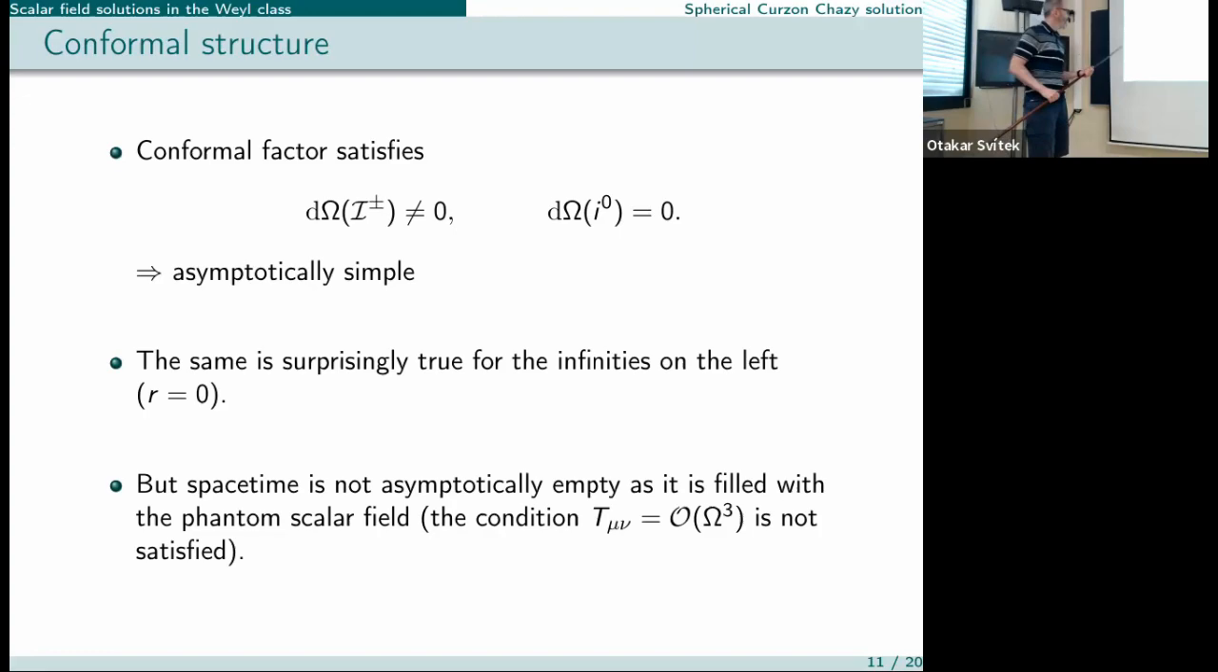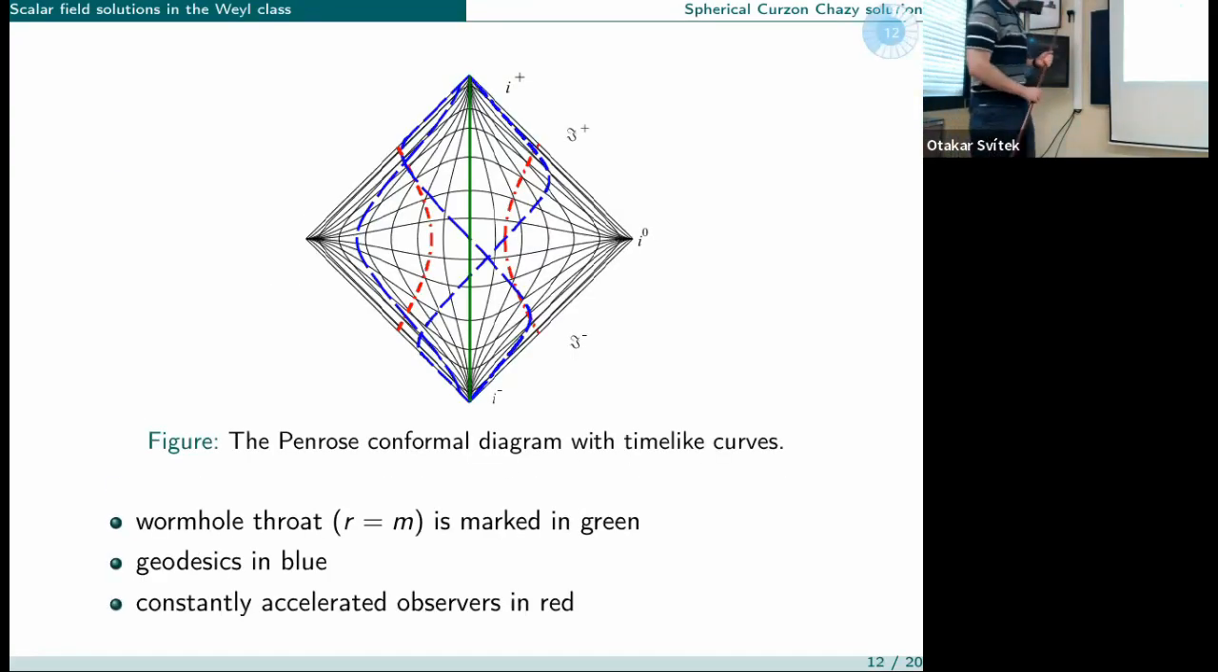But even in that R infinity end, the spacetime is still not asymptotically empty. Namely, the scalar field decays too slowly. So it's asymptotically simple, but not asymptotically flat because of the slow decay of the scalar field. And this is the conformal diagram. This part is asymptotically simple, and even this part is asymptotically simple.